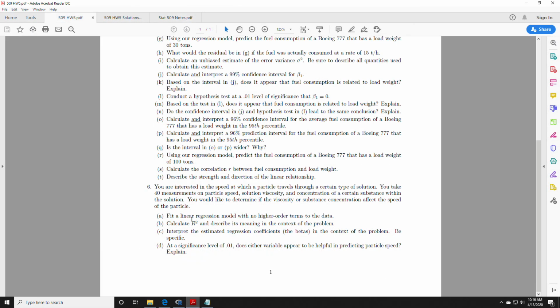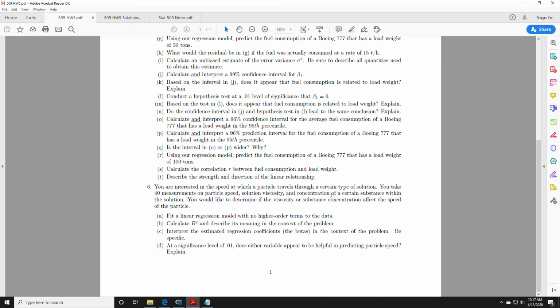Okay, so we're fitting a linear regression model with no higher order terms to the data. Immediately, before I even fit it, we've got 40 measurements on particle speed, solution viscosity, and concentration. We would like to determine if viscosity or substance concentration affect the speed of a particle. Notice there's no x's or y's, but from this last sentence you should be able to tell the speed of a particle is y, viscosity is, say, x1, and substance concentration is x2, because we're trying to see if x1 and x2 affect the speed of the particle.